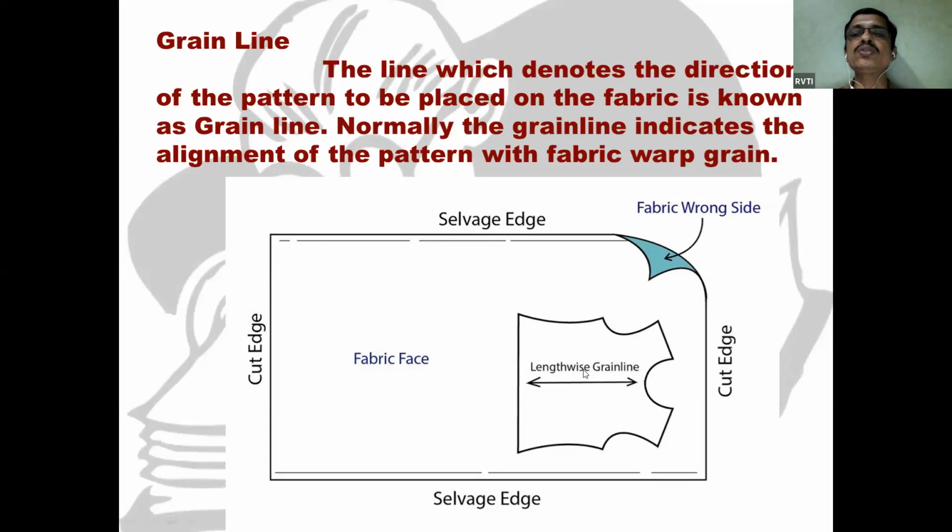The line which denotes the grain, one long line, is drawn in the pattern. It mainly denotes the direction of cutting. Direction of the pattern means in which direction the pattern should be placed on the fabric, whether it may be a lengthwise direction, widthwise direction, bias direction or true bias direction. For this only we are using the grain line.